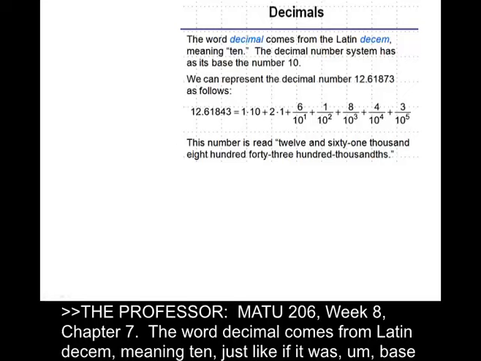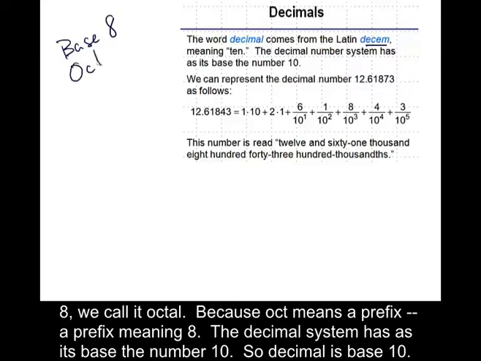The word decimal comes from Latin decim, meaning 10. Just like if it was base 8, we call it octal, because oct is a prefix meaning 8. The decimal system has as its base the number 10, so decimal is base 10.